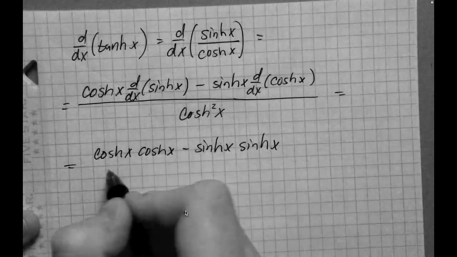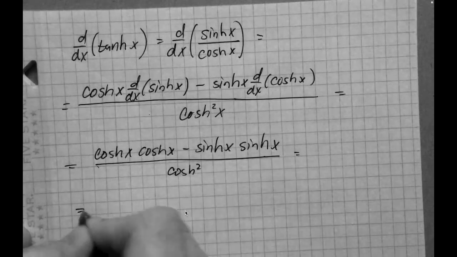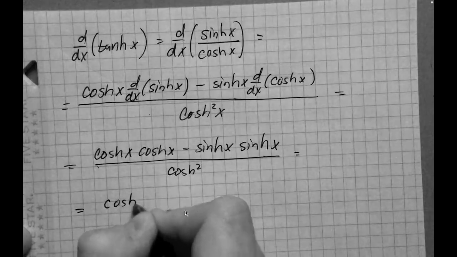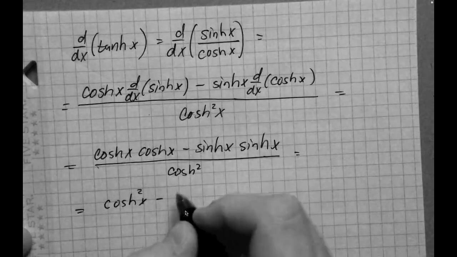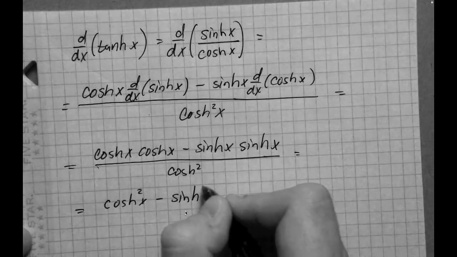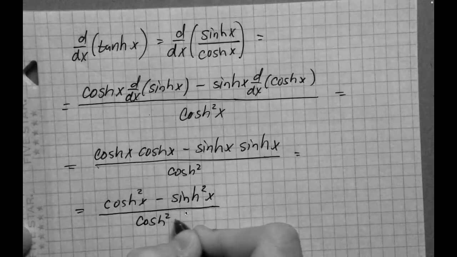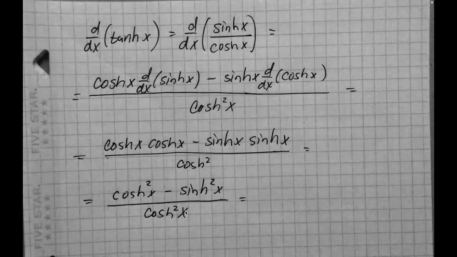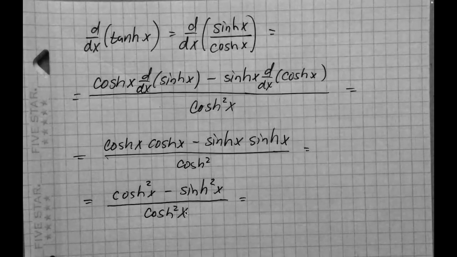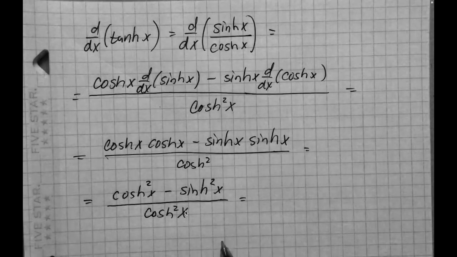Okay. And then, of course, this is all cosh squared on the bottom. And we get hyperbolic cosine of x squared minus hyperbolic sine squared of x all over cosh squared x. And this top piece here, this is what we just talked about, right? It was a little premeditated when I threw in that Pythagorean identity for the hyperbolic trig functions. It was because of this.